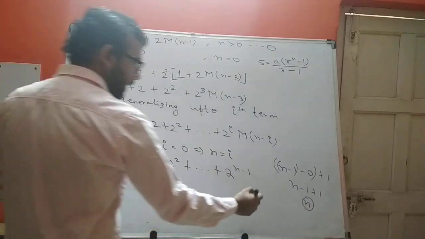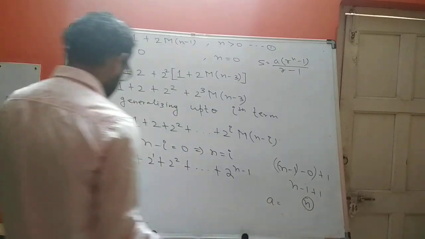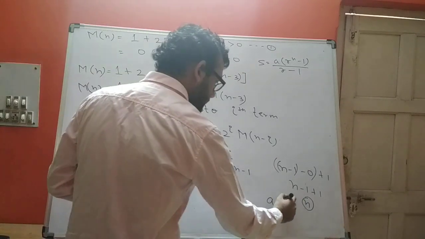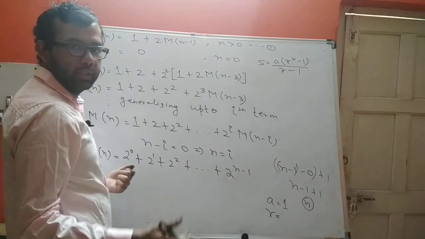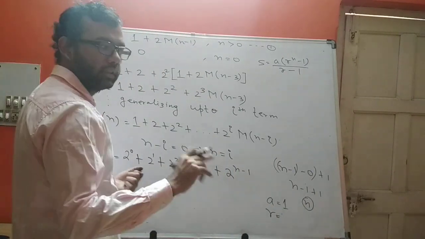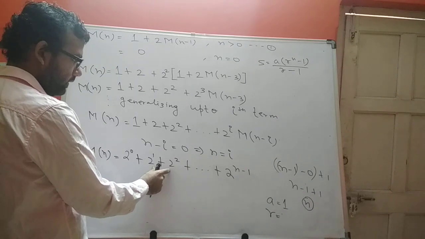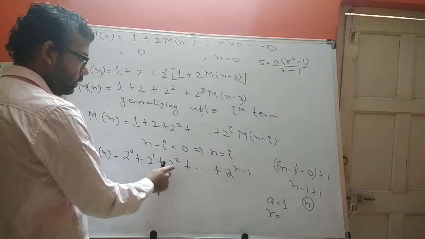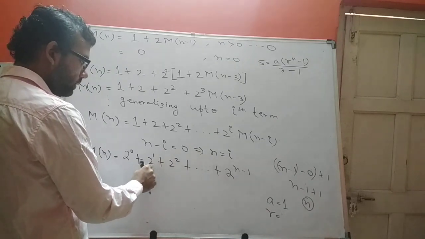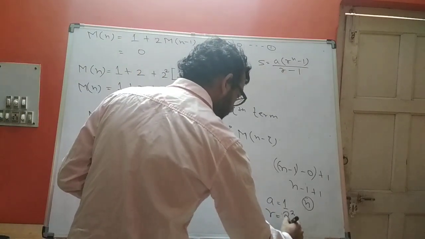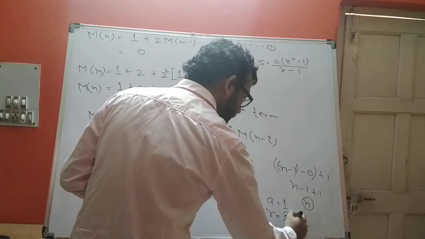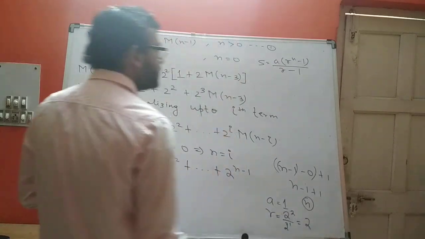Now, what is the value of a? A is your first term. A happens to be 1, since 2 to the power of 0 is 1. And what is r? You take any two consecutive terms and divide the larger term by the smaller term. If I take these two consecutive terms, the larger term is 2 to the power of 2 and the smaller term is 2 to the power of 1. So I will divide the larger term by the smaller term, and I'll get 4 by 2 as 2. So my common ratio is 2.